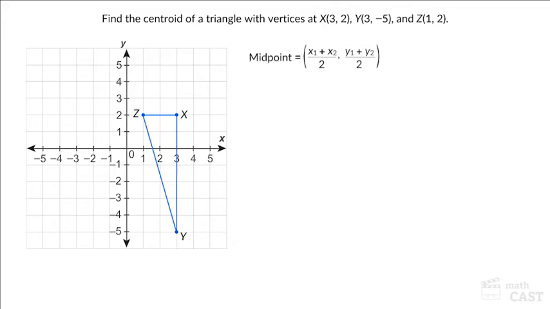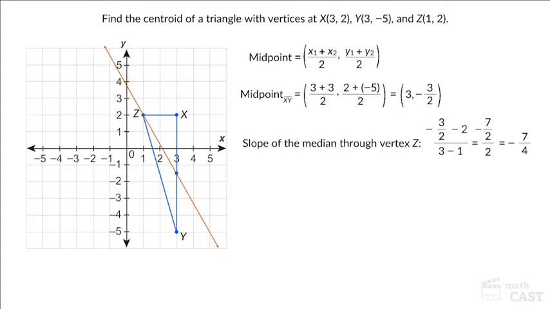To find the midpoint of any line segment, you need to know its endpoints. Then, you just find the average of their x values and the average of their y values. For XY, the midpoint lies at 3, -3/2. The median from vertex Z must go through 3, -3/2, the midpoint of XY. The screen now shows it being drawn.